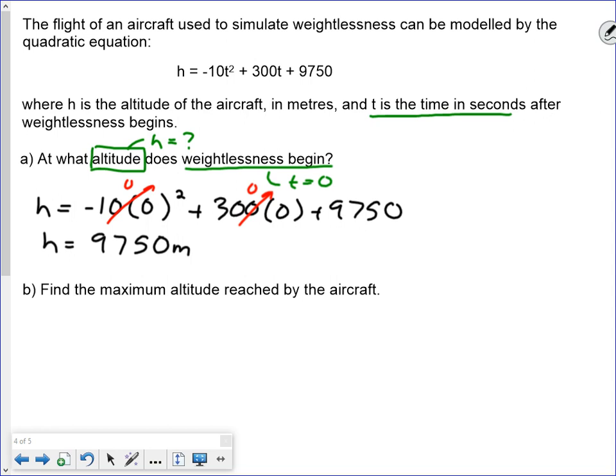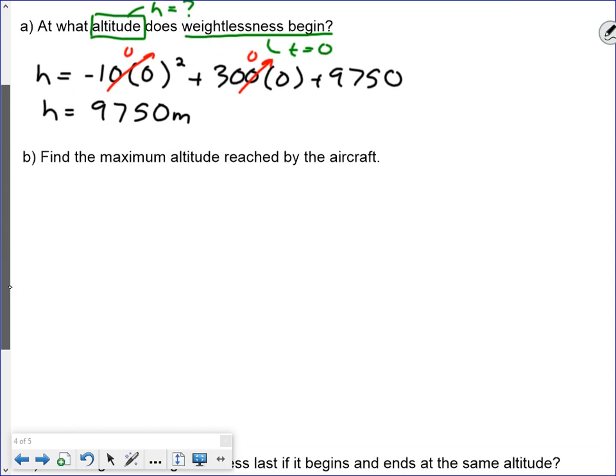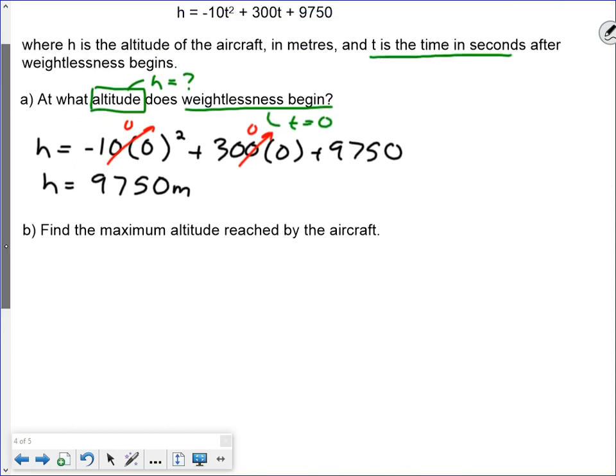Let's look at part B here. Find the maximum altitude reached by the aircraft. Well, at this point, we might want to make a little diagram of what we're talking about here in terms of this parabola. So I'm going to sketch a little graph here. We've got t on our horizontal axis. We've got h, or the height, on the vertical axis.